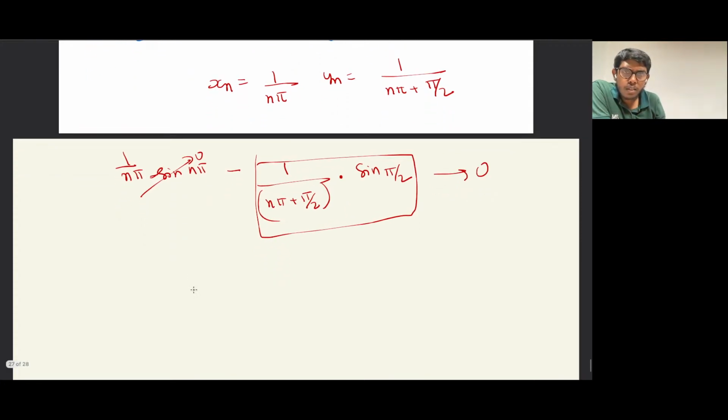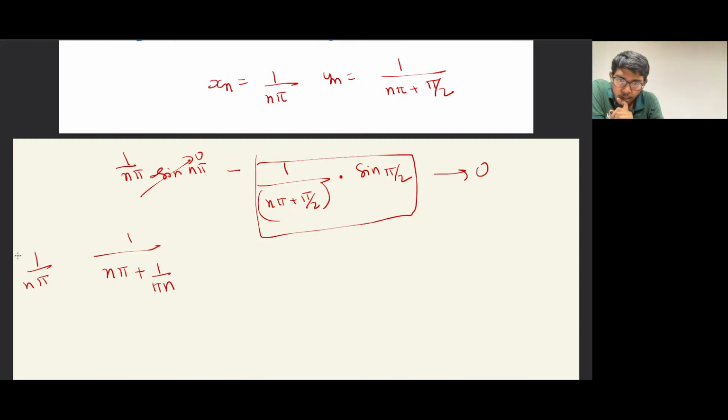This is not difficult. Let me just think about it. Let's try the example that I gave, n pi plus pi by n, or n pi plus 1 by pi n. I guess this will work. Take this, and 1 by n pi. Let's take that.